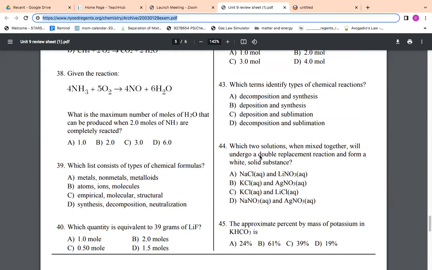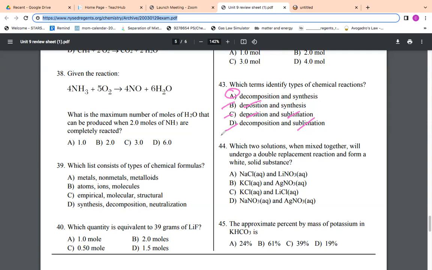43. Which term identifies types of chemical reactions? So we look at choice A, decomposition, synthesis. These are both chemical reactions, so that works. But let's just look at the other choices. B doesn't work because deposition is a physical reaction. C, deposition, sublimation, both physical. D, decomposition is good, but sublimation, physical. So none of these work.